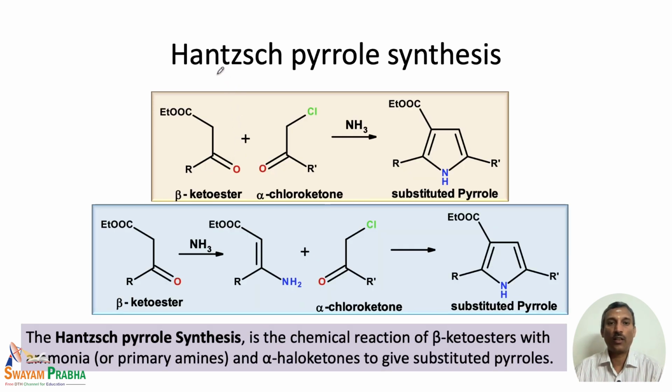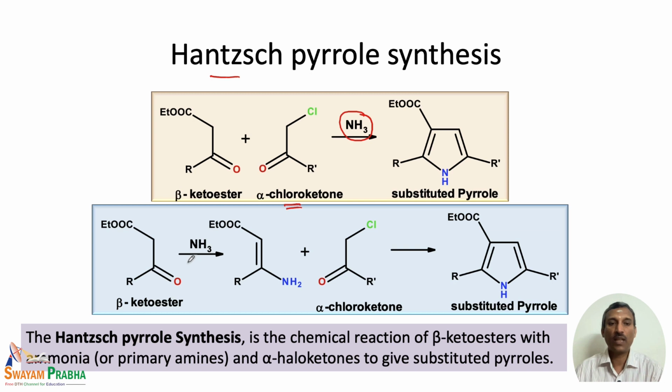Let us look at the next one, that is the Hantzsch pyrrole synthesis. Here a beta keto ester is treated with an alpha haloketone, especially an alpha chloroketone, in the presence of a base, that is an amine. Ammonia here gives substituted pyrrole units.